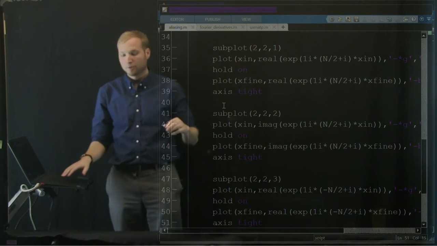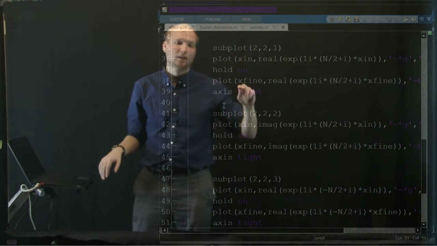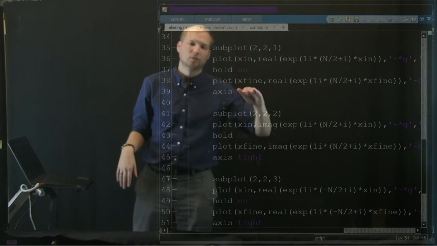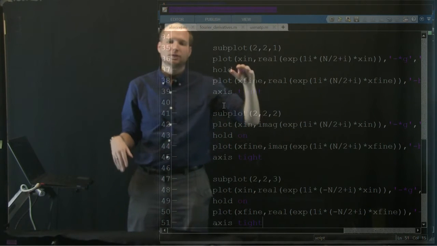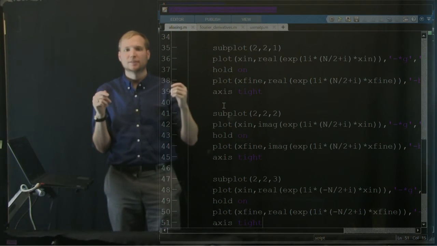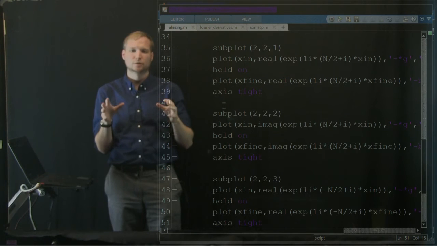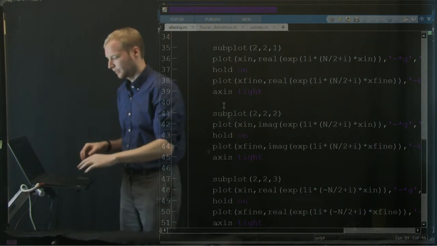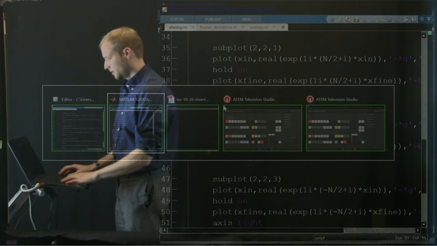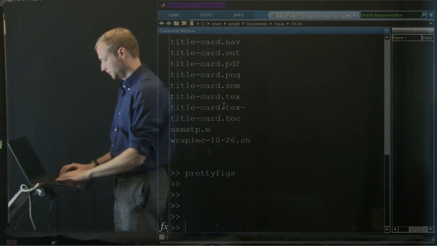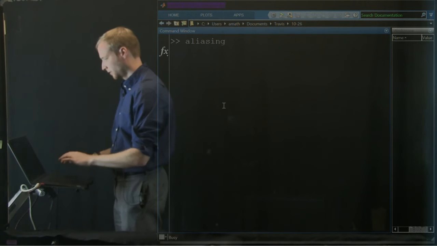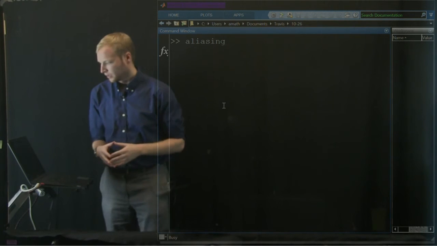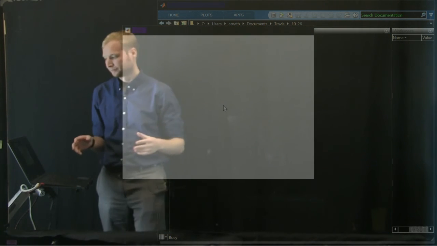And also on each, we're plotting the function on the fine grid so that we can see what it truly looks like. And then on the coarse grid, we'll see what the routine thinks it is, because it's only evaluated on those coarse grid points. So we'll just run that code. Okay, and it'll generate a bunch of plots.